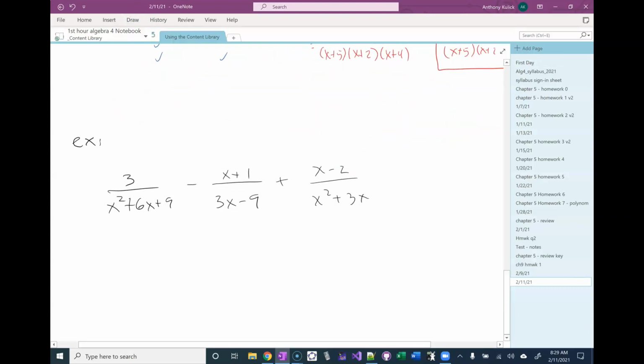So this one will be a little bit harder because I'm going to give you guys 3 fractions that we're going to add and subtract. Oh no! I promise you guys can handle it. It is scary though. But nothing really changes. What do we start by doing? Factor the denominators. Great. So how does x squared plus 6x plus 9 factor?